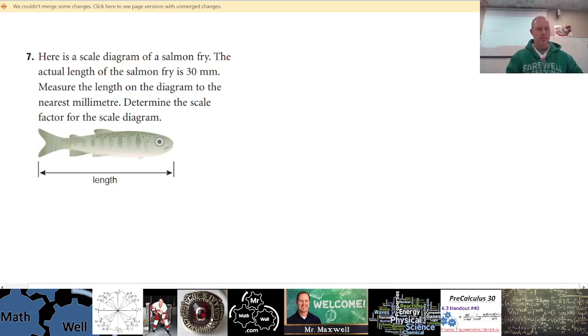How'd you do with number 7? Number 7, you actually have to measure to the nearest millimeter the actual length of that fish on the page there. So they give you these lines, which are really nice. Just measure from this line to this line. Okay. So did you do that?